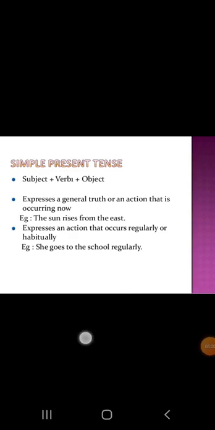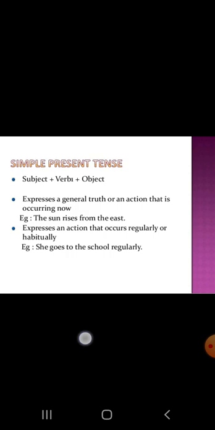So here you can see subject plus first form of the verb plus object. This is the sentence structure for simple present tense. I hope it is clear to everyone. First form of the verb is the base form of the verb.